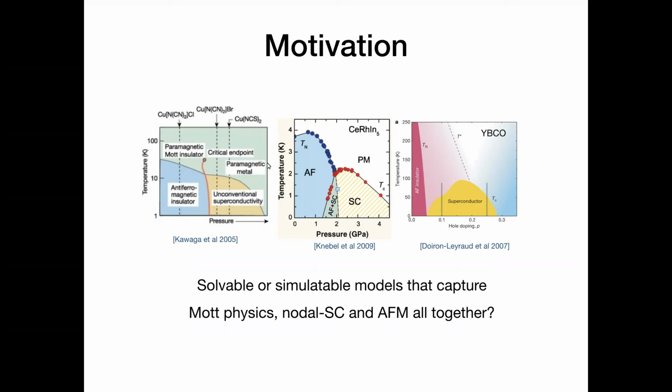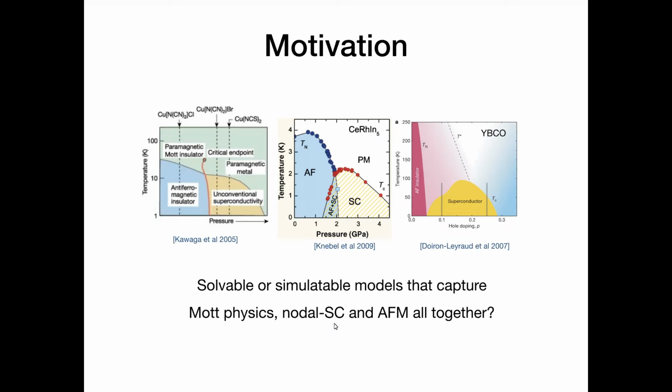These are a large class of materials that go by the name of organic Mott insulators, and there are tons of them. They are at half filling, and they have a Mott insulating phase which you can tune to a superconductor by pressure. This is the kind of phase diagram. So the question is, can one write down models which capture at least some of this physics?